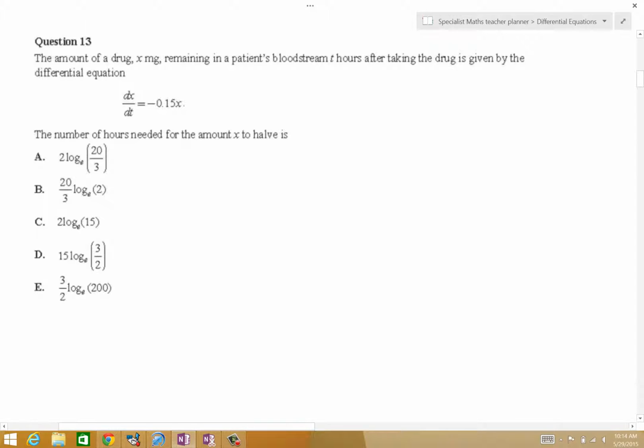I'm going to pause. Now, if you are a robot, which I expect you to be come exam time, not now, this is what I would do, okay? First of all, I've got a differential equation that needs to be solved. So, of course, instantly I flip. dt/dx is equal to negative 1 over 0.15x, okay? Now, what's happening is that if I have a read of the question, the amount of drug X relates to the number of hours needed for the amount of X to halve.